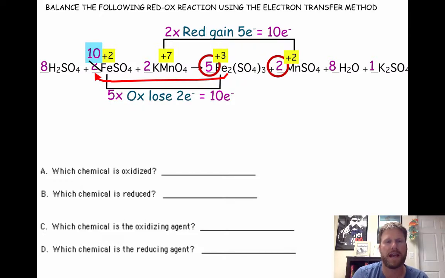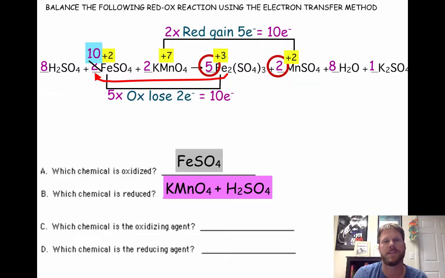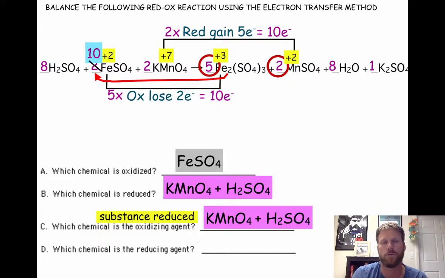The chemical being oxidized, in this case, is FeSO4. The substance or chemical that is being reduced is actually KMnO4, but it also has to include the acidic solution. So we're going to include the acid in there as well. If we don't have an acidic solution, this is not the reaction that occurs. So the substance that is reduced is going to be KMnO4 and H2SO4. The oxidizing agent, remember, is the substance that is being reduced. So that's the KMnO4 sulfuric acid. The reducing agent is the substance that's being oxidized, which is the FeSO4.